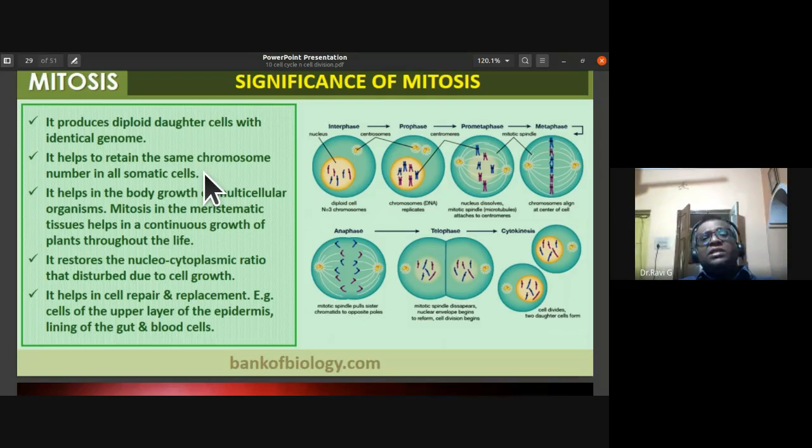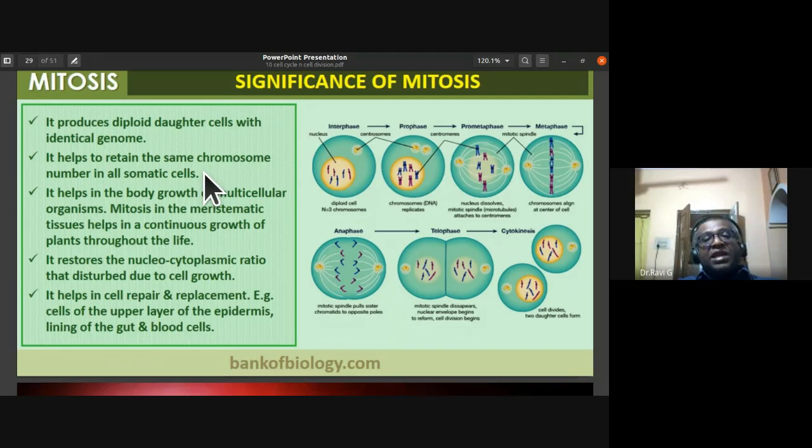Now, what is the significance of mitosis? It produces diploid daughter cells with identical genome. You should understand that they are producing diploid daughter cells with identical genome. Why is the genome identical? Because during the synthesis phase, the DNA produces identical copies of DNA. That is the reason the genome will be identical.